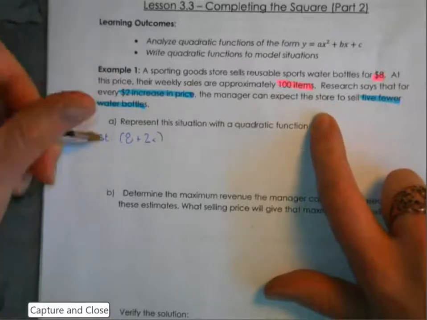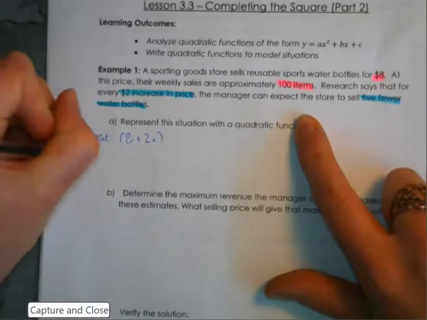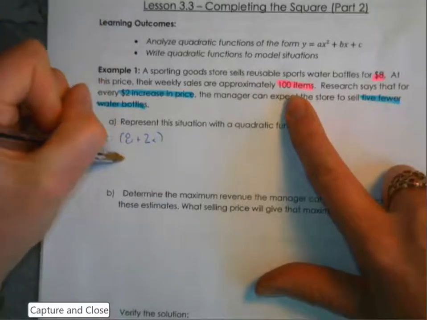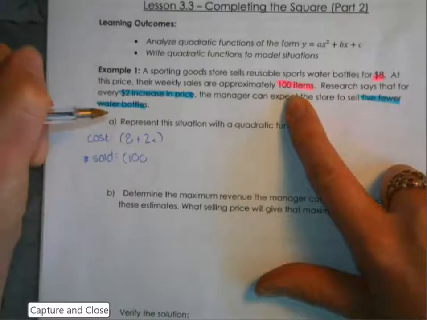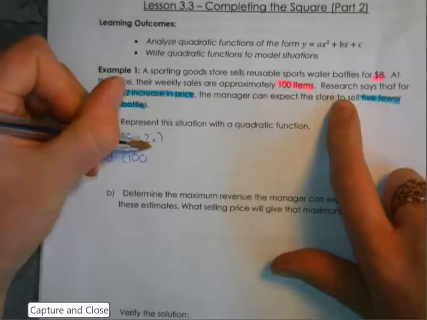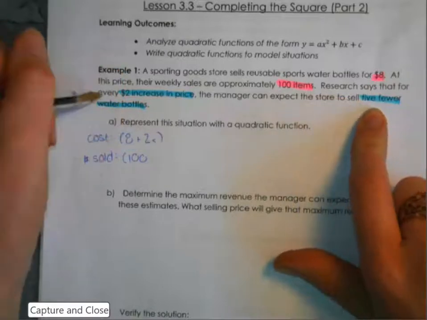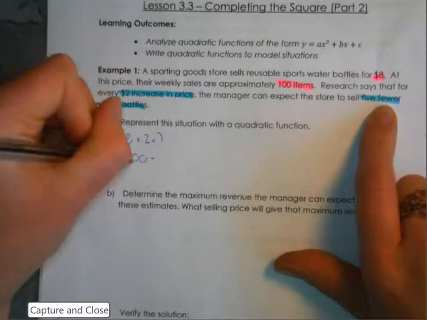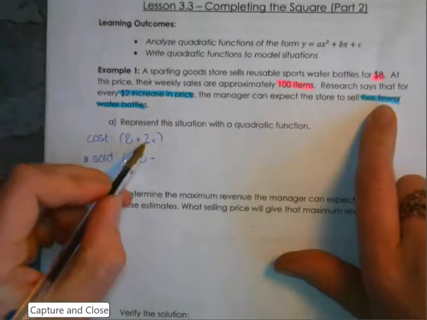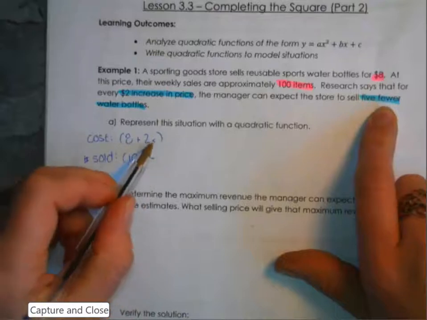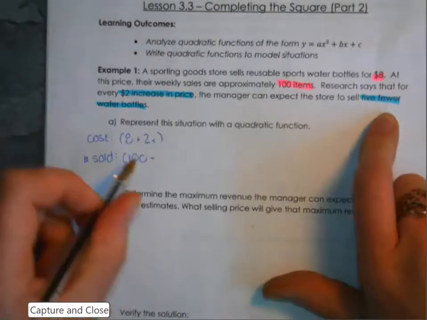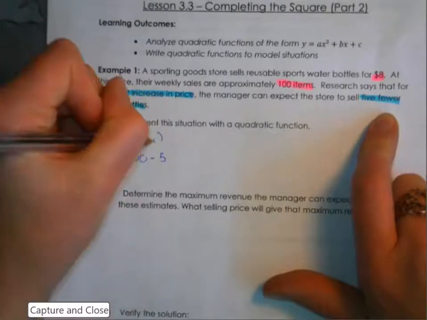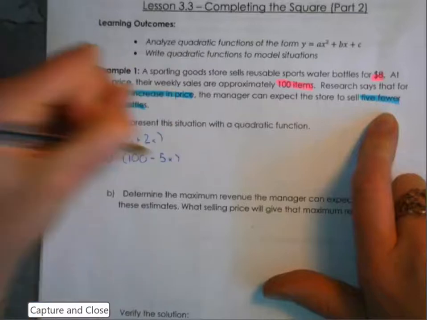The other thing we need to know is how many are sold. Okay, and so for that, our base value was 100 items, right? But for every one of these increases that's represented by x, they're going to sell 5 fewer water bottles. So fewer means we need to subtract. So if they started with 100, if they do one $2 increase, it would be -5. If they do 2, it would be -10. So basically what we're looking at here is 100 minus 5 times the number of increases that they do.